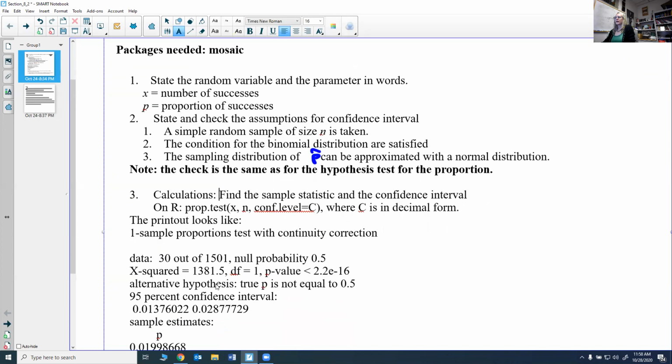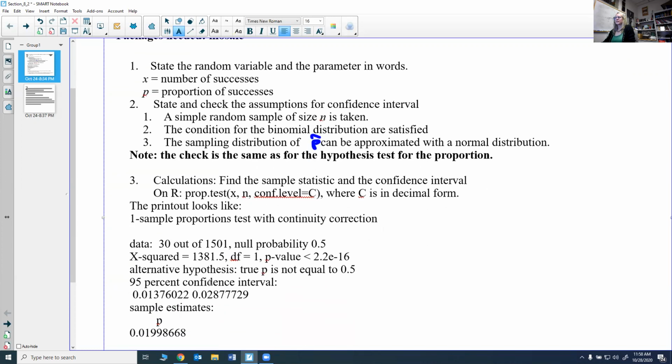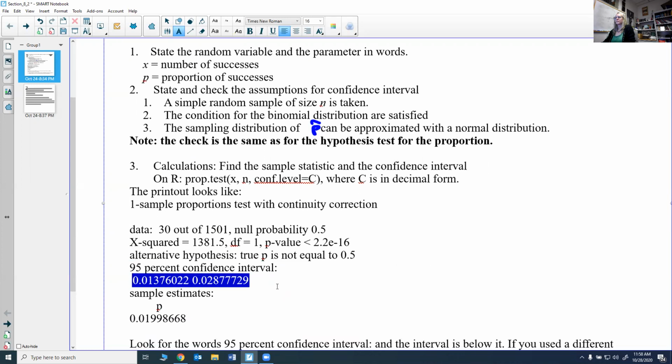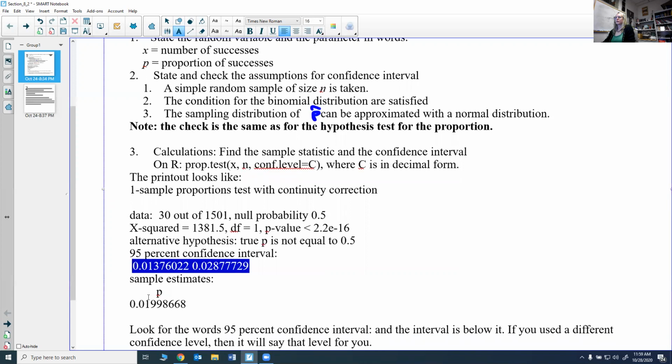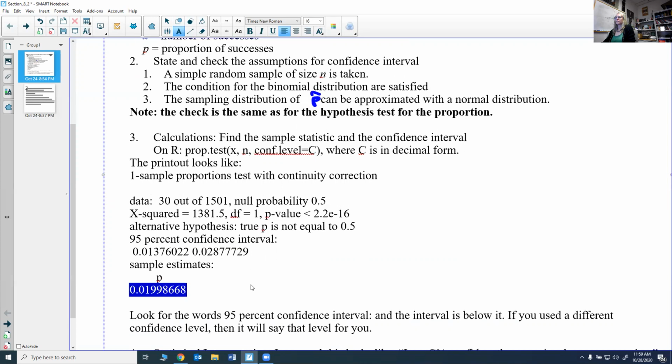The printout you're going to get is the same printout we got from the hypothesis test. We actually solved this already. You just didn't know it was there. Right here is your 95% confidence interval, and there's what it is. So it's saying that our proportion is between these two values for this sample that I did. It also gives you the sample proportion if you want it. So this is your p hat right here. But we actually just want that confidence interval.